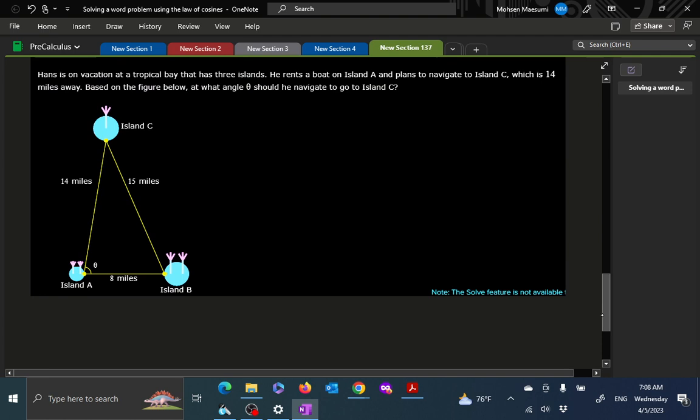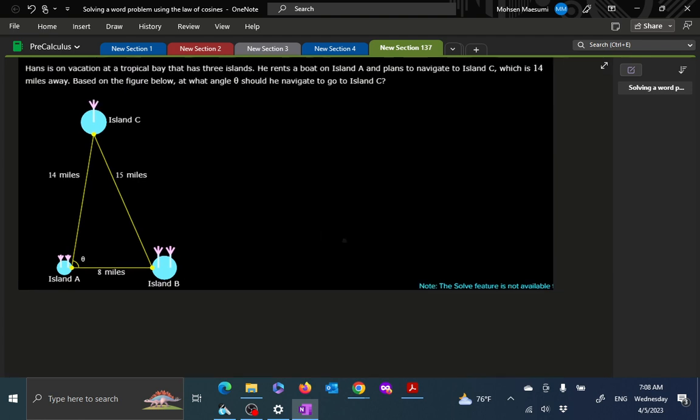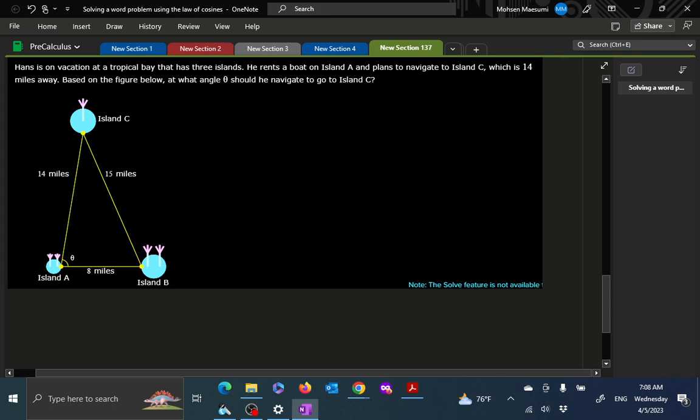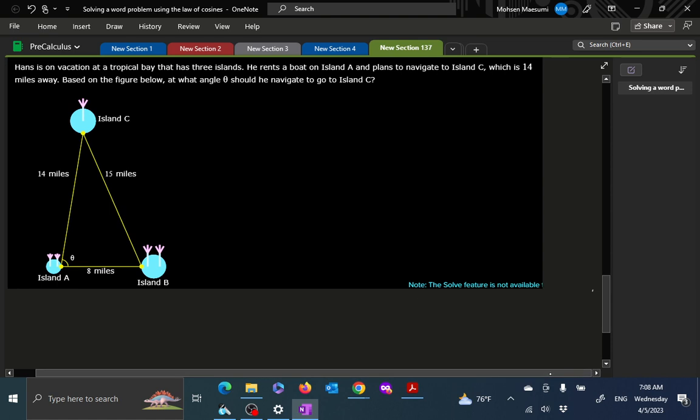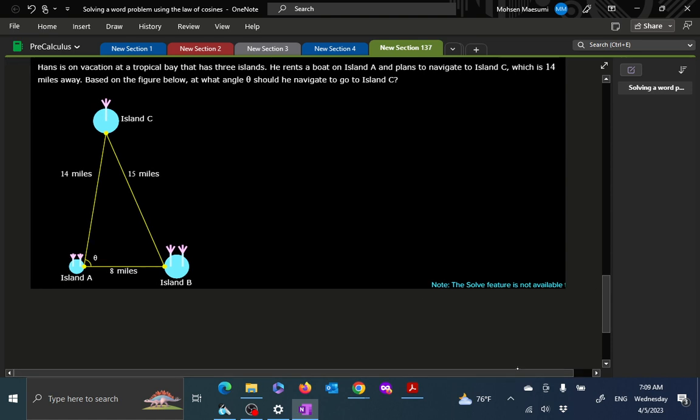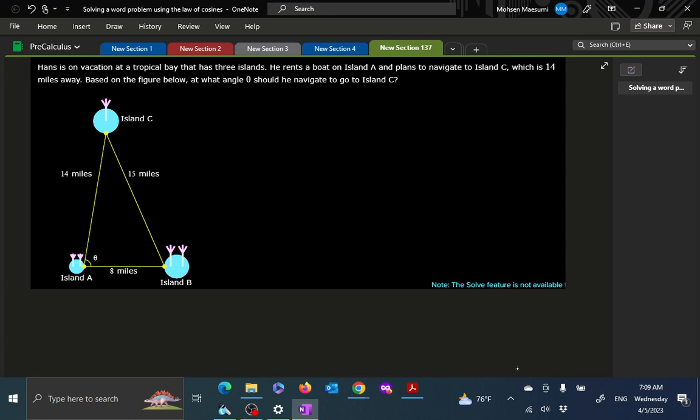The second problem we have here is about three islands. Hans is on vacation at a tropical bay that has three islands. He rents a boat on island A and plans to go to island C, which is 14 miles away. Based on the figure below, find the angle theta. So he wants to go in this direction. He wants to know the angle that his path is going to make with the one that would have gone from A to B.